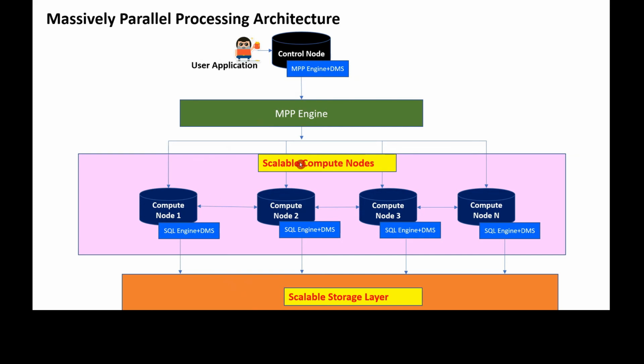In this architecture, the control node, compute node and storage layer are all completely decoupled. This is one of the major changes compared to traditional data warehouse. In a traditional data warehouse, it is not possible to scale up or scale out only one particular component, either the computing engine or storage. But this is possible in MPP architecture.